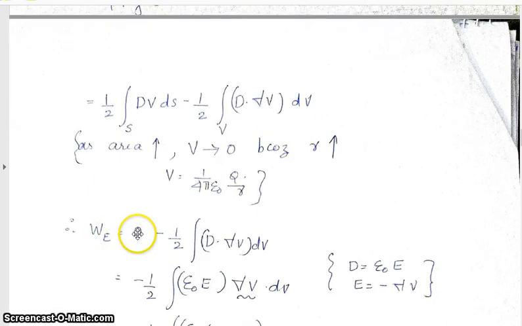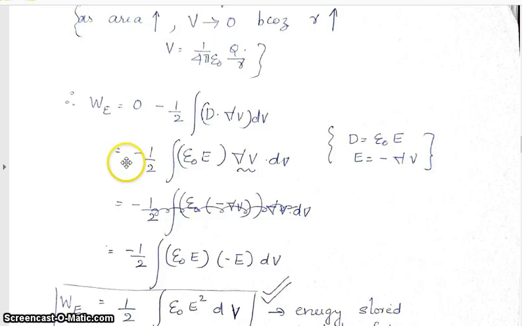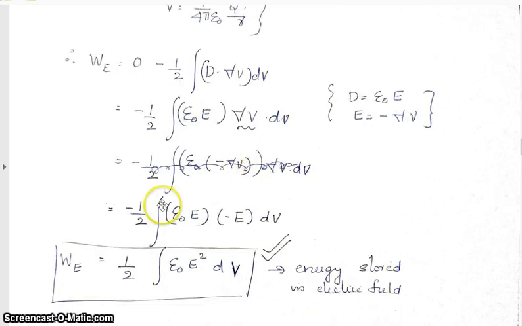So W_E is equal to 0 minus the second term, which is kept as such. So that is equal to minus half integral, D we have epsilon 0 E, I am substituting it: D is equal to epsilon 0 E, del V dV. We have minus del V is equal to E. So in place of del V I am going to substitute minus E. So I can write minus half integral epsilon 0 E into minus E dV, which finally gives you half integral epsilon 0 E square dV, which is the energy stored in the electric field.